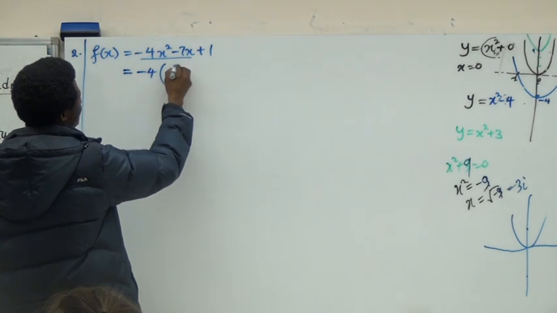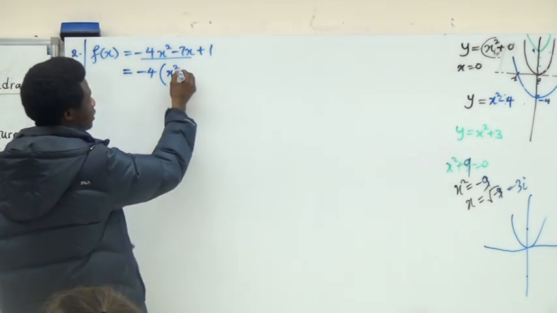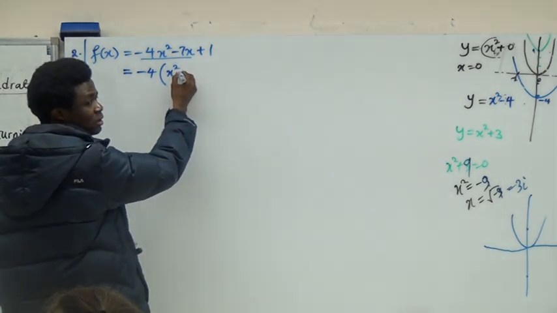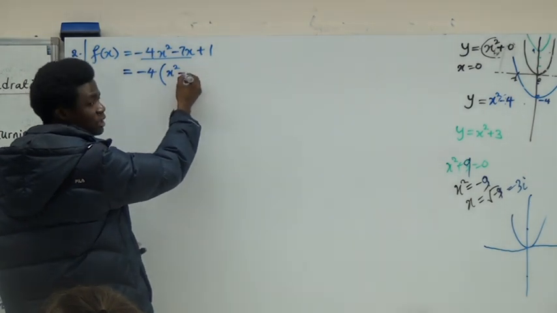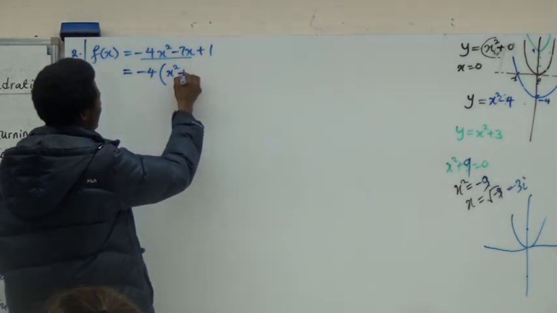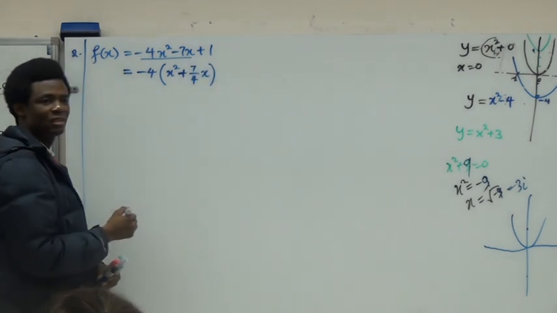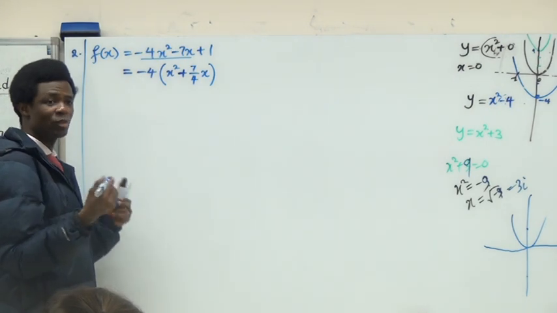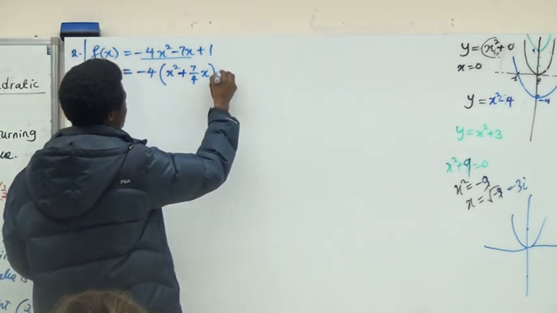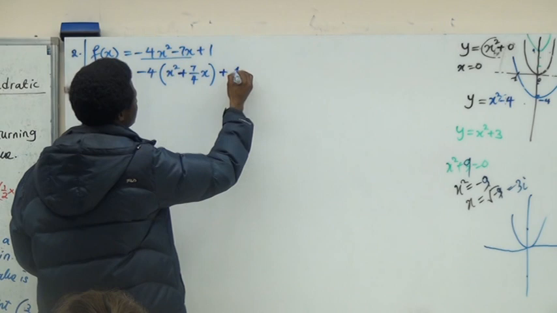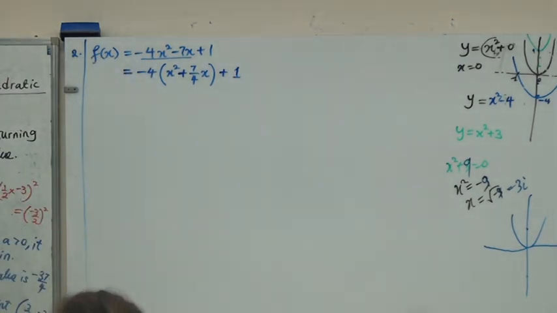X squared, plus 7 over 4x. Okay? Because I need everybody to know what we're doing. That's what we have, right? Yes. Then in the brackets, we do exactly what we know how to do. We release the bracket later, and everybody's happy.